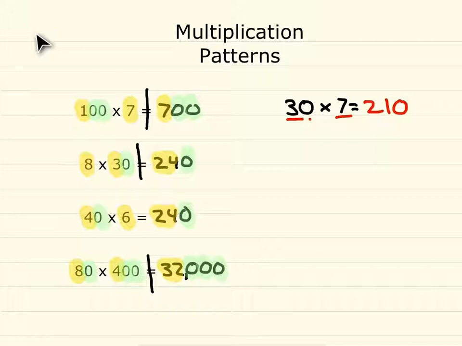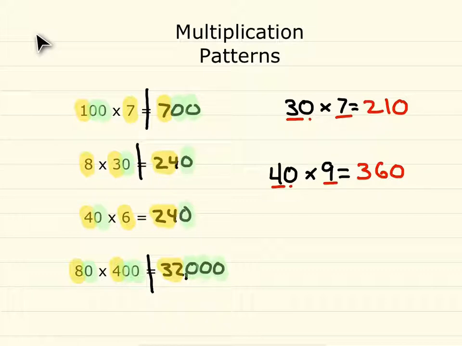How about here? Let's try another problem. Let's try 40 times, let's say 9. Well, the math fact I see first is 4 times 9. So 4 times 9 is 36. On the left side of our equal sign, we have 1 zero. So on the right side, we need to put 1 zero.